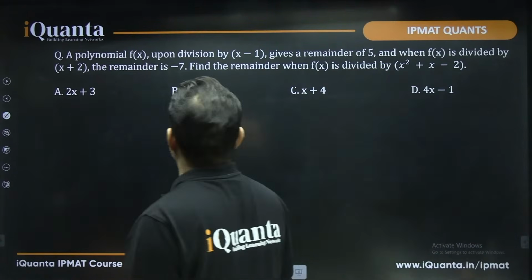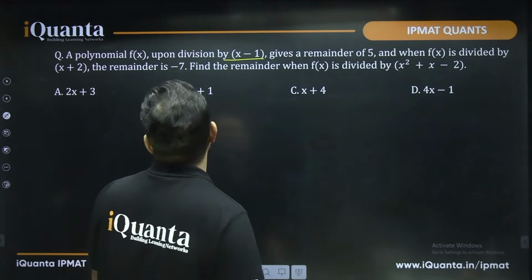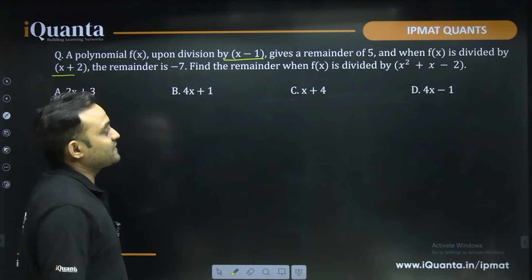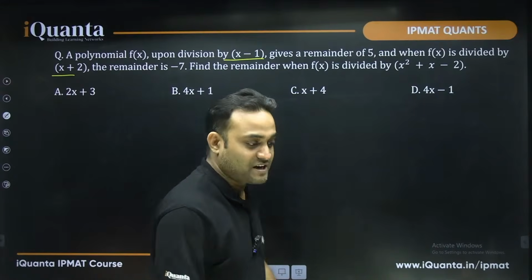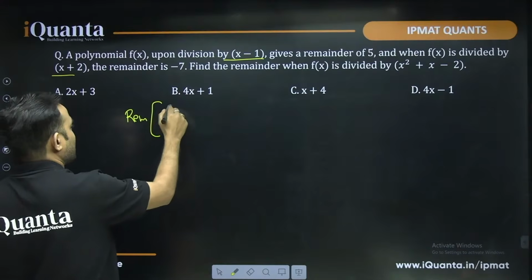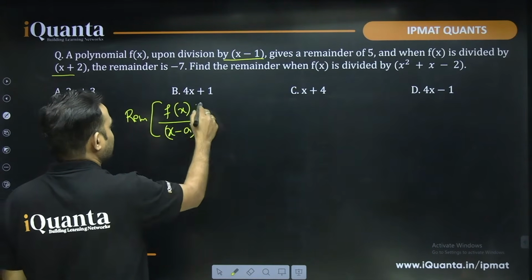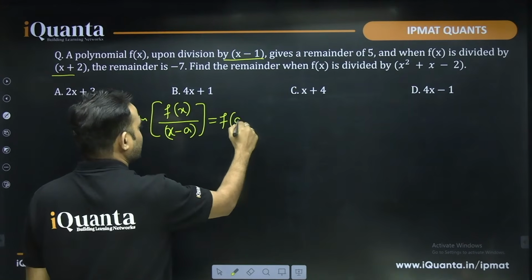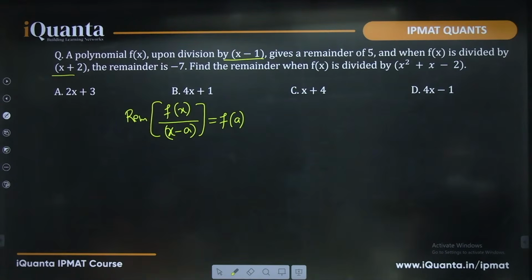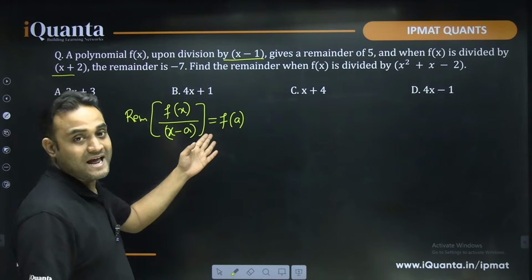A polynomial f(x) upon division by x minus 1 gives a remainder of 5. When f(x) is divided by x plus 2, the remainder is minus 7. Find the remainder when f(x) is divided by x square plus x minus 2. So what do we know? Remainder when f(x) is divided by x minus a is equal to f(a), right? I hope everyone is aware of that, correct? Remainder when f(x) is divided by x minus a is nothing but f(a).